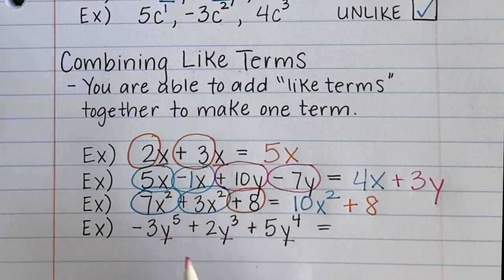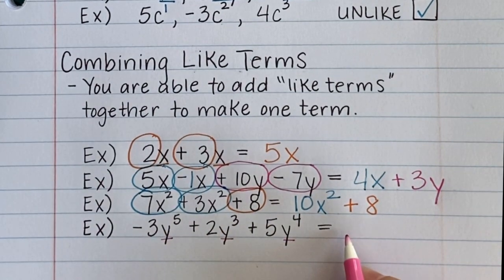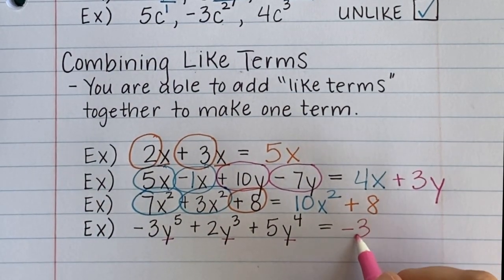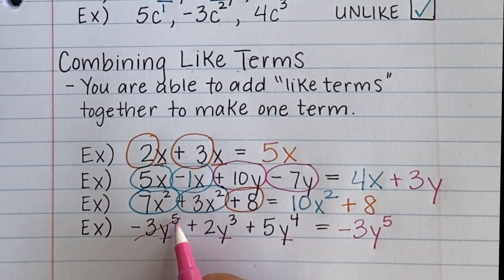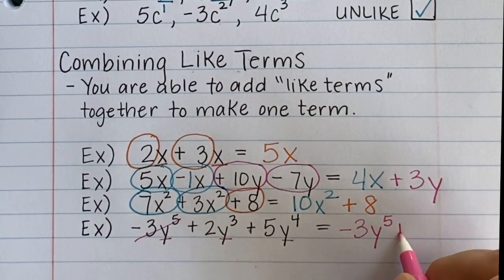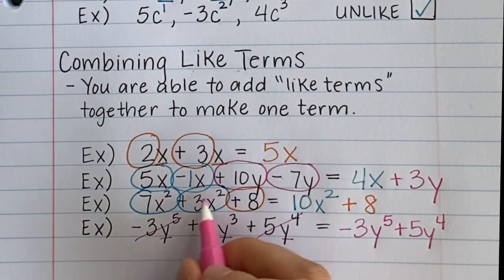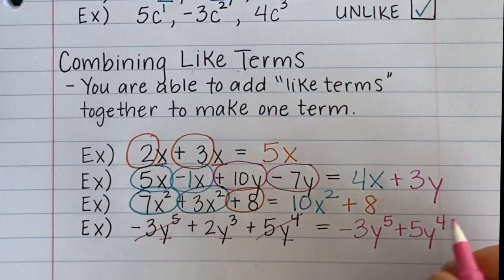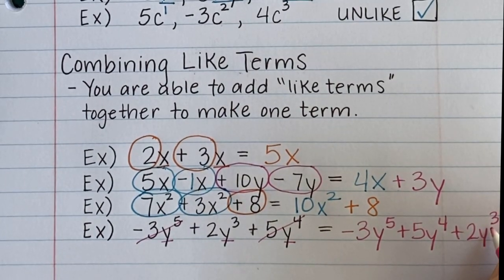So what that means is you want to grab the variable with the highest power and write it down first. In this case, it's -3y to the 5th power. The next largest exponent is this one, y to the 4th power, so we're going to write plus 5y to the 4th power. And then lastly, this y cubed, plus 2y cubed. And that is how you combine like terms.